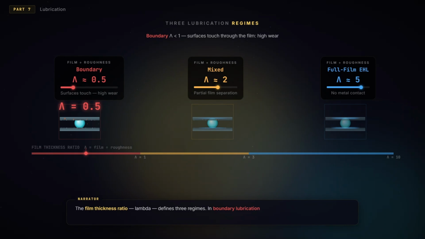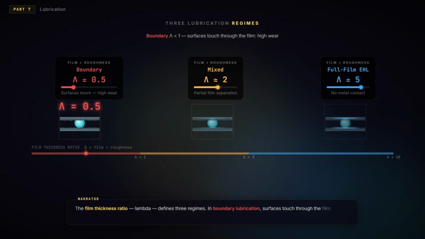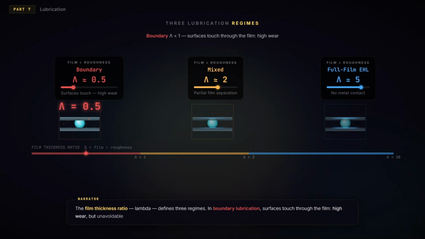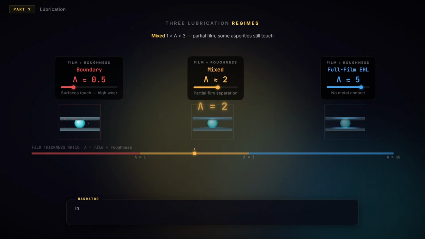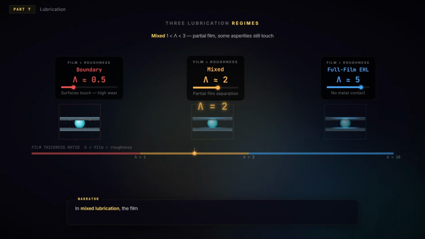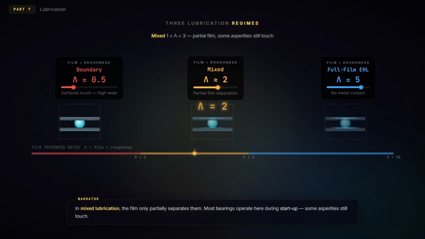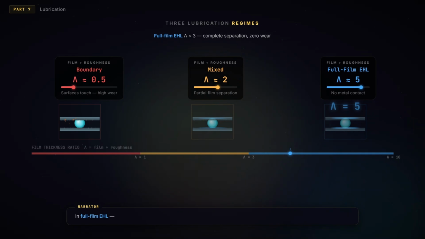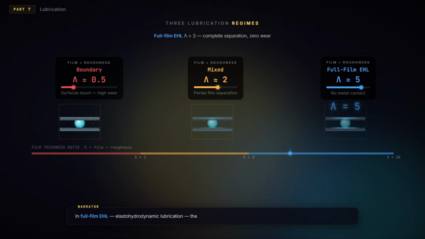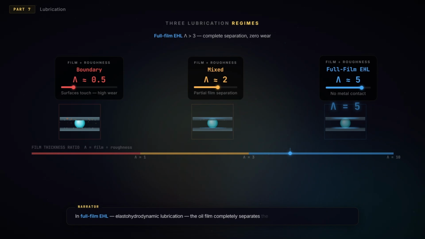In boundary lubrication, surfaces touch through the film, high wear, but unavoidable at very low speeds. In mixed lubrication, the film only partially separates them. Most bearings operate here during startup. Some asperities still touch. In full film EHL, elastohydrodynamic lubrication, the oil film completely separates the surfaces.